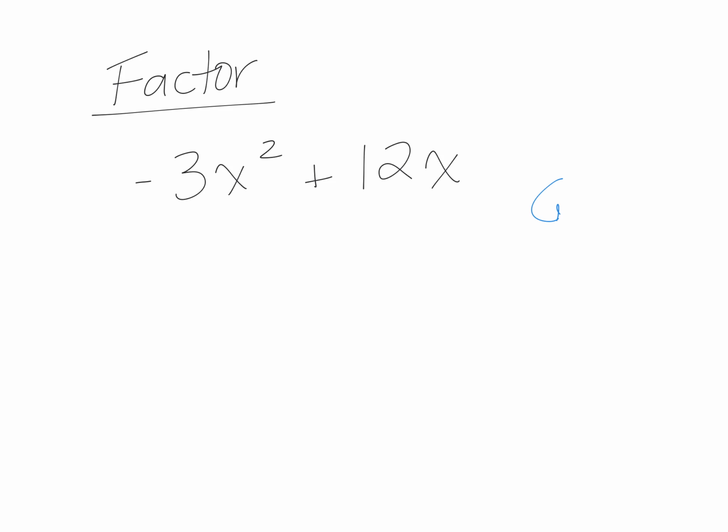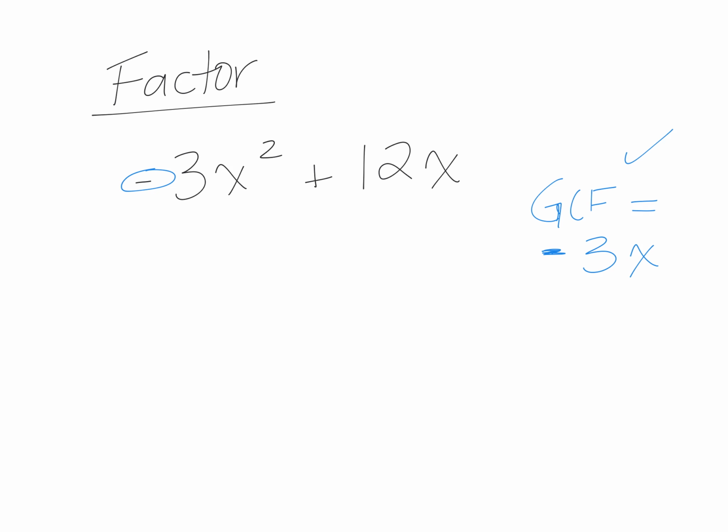So the greatest common factor, we know it's a 3, but like I said, if the question starts with a negative, I want you to factor out the negative. So we're going to make it negative 3. So the greatest common factor is negative 3x. That's step 1. What's step 2?